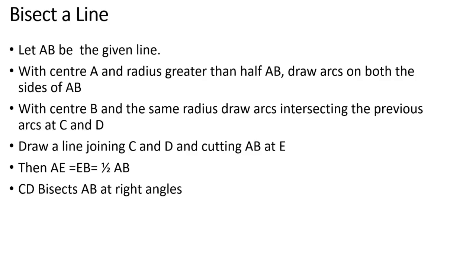Now we can see that the line CD cuts the line AB into two equal parts, and also the line CD intersects the line AB at right angles. Now we will draw the same onto a paper.